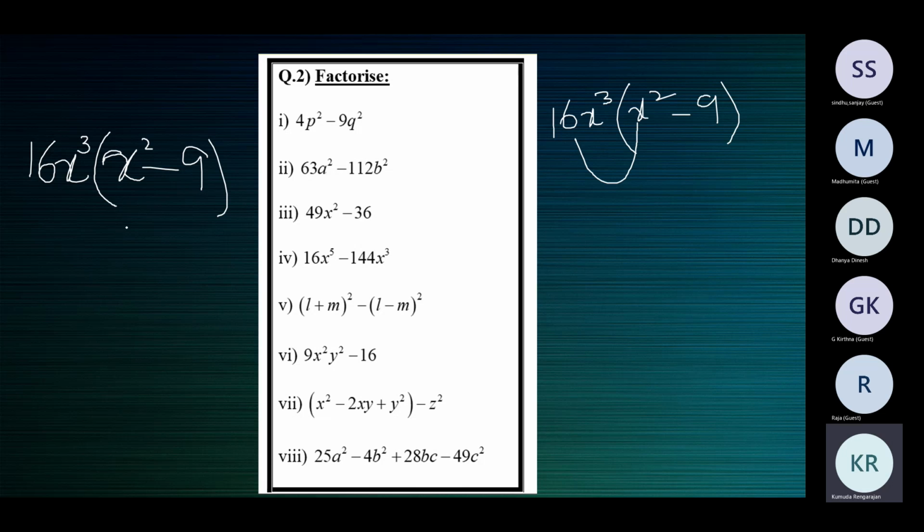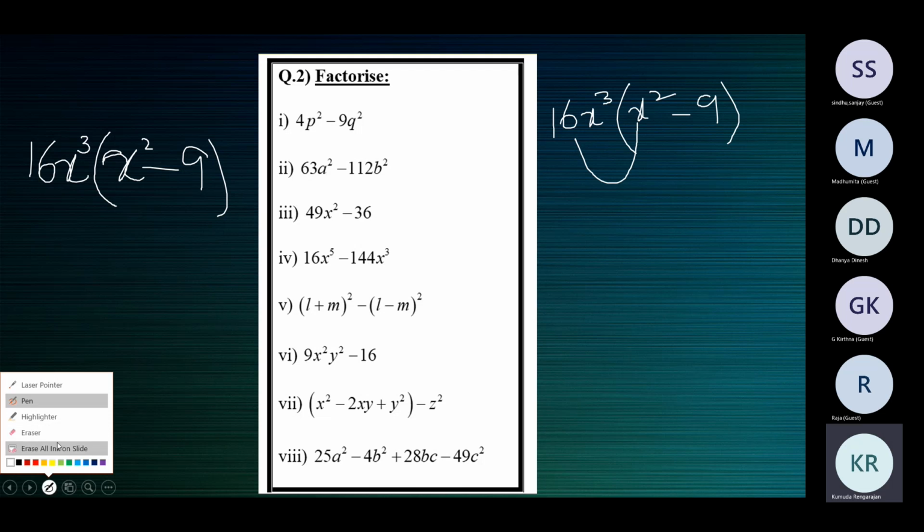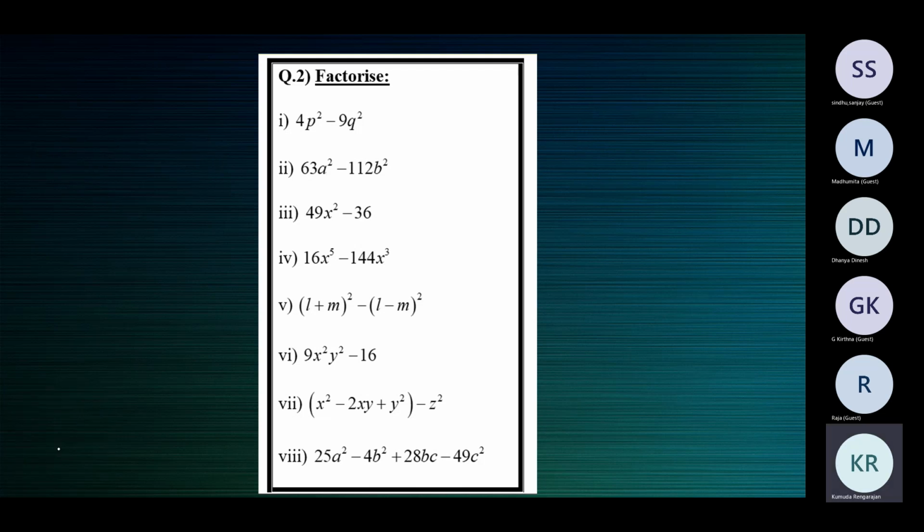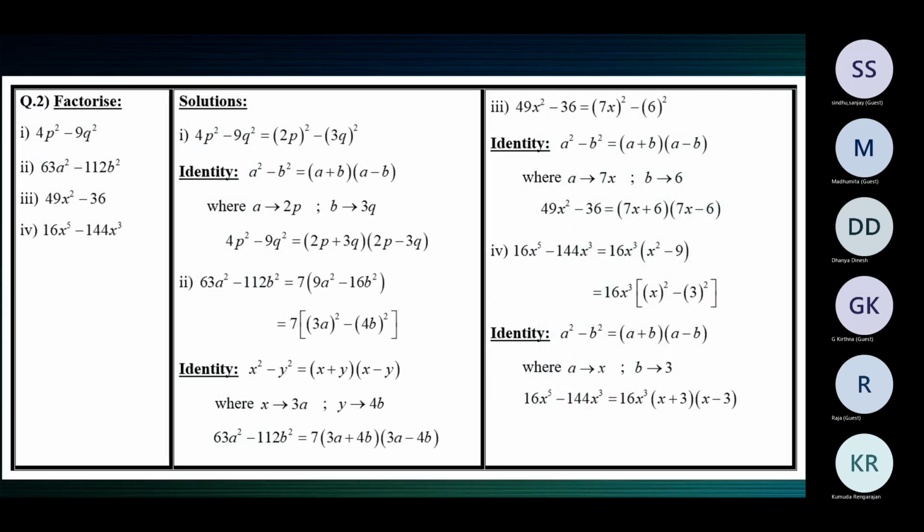Now inside the bracket, it's in the form a squared minus b squared, so it is a plus b into a minus b. Work out the answers to the first 4 questions which we discussed. You can see the answers here in this slide. Please work it now in the class. Write down the question, write down the given expression and factorize it.